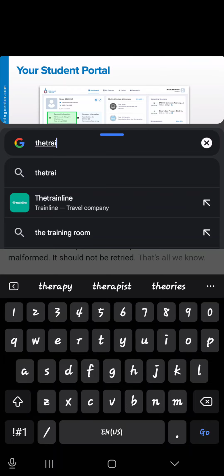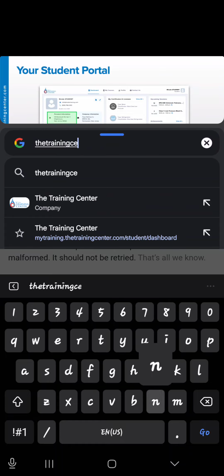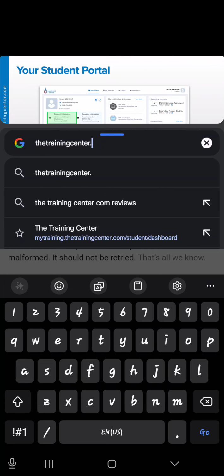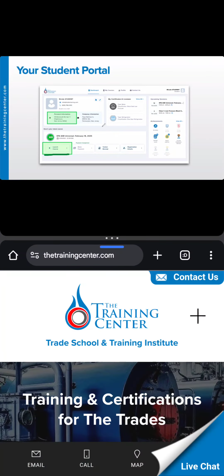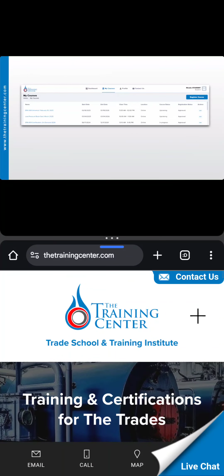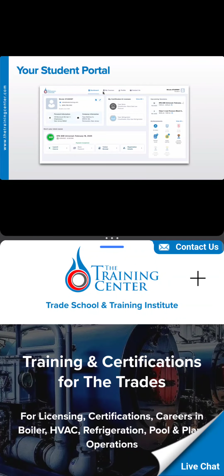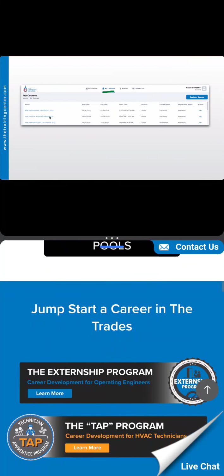To find your exam, you're going to want to hit launch course. When you get to your student portal, all the courses you signed up for are going to be right below. You should see the EPA 608 course, and you should be able to click on that. Actually, when you hit my courses at the top, that's when it's going to prompt you to this screen.